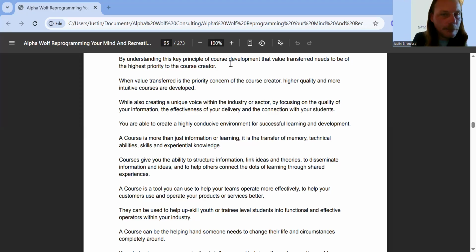So it's very important that we understand that there are some key principles to transferring information to another and structuring our course, so that we have it laid out in a framework that allows for the smooth understanding and transfer of information to a potential buyer.